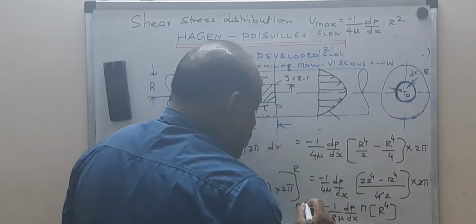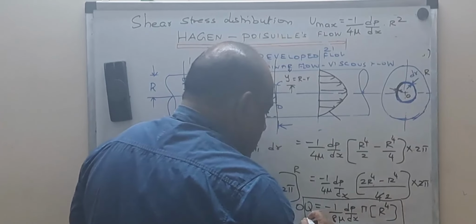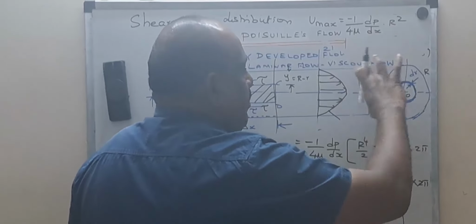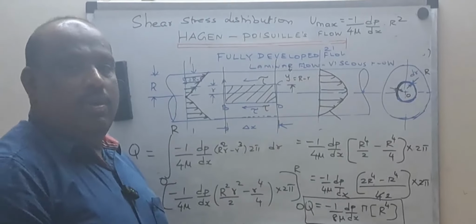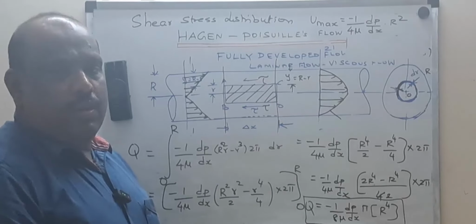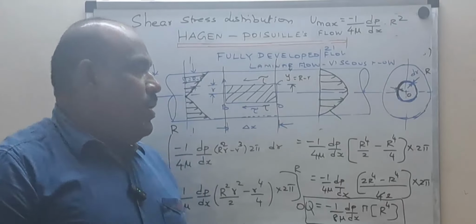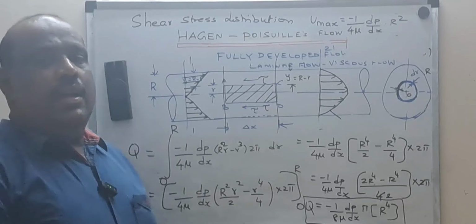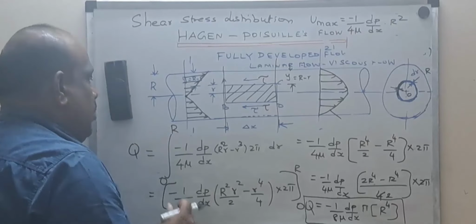So this is the value of q. This is the value for the discharge through the entire pipe of radius capital R. We can see q is given by minus 1 by 8 mu dp by dx into pi into r power 4. But our aim is not to find q. Our aim is to find the u average. So once again, how to find u average? u average will be equal to q by a. I hope you got it.